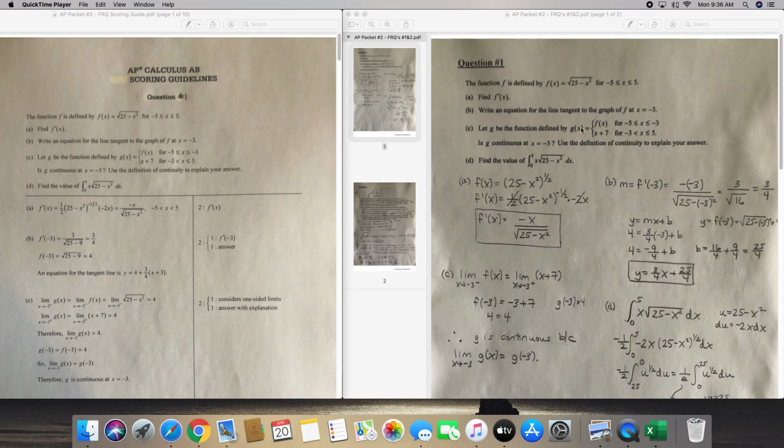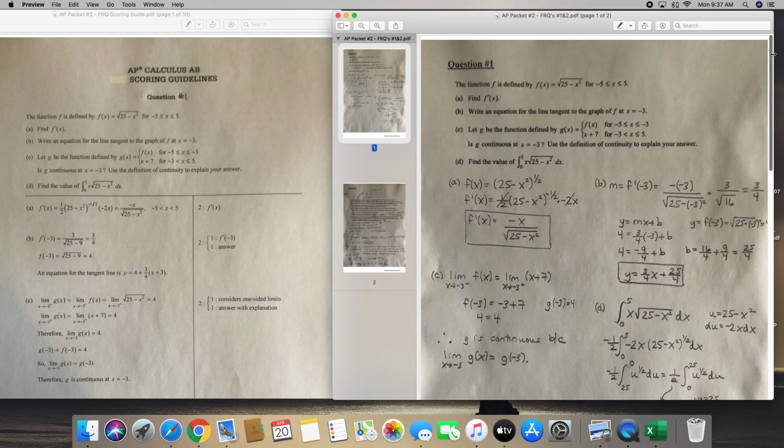Okay, for B, we have to write the equation for a tangent line at x equals -3. Since we already found the derivative back in A, we're going to use this information in order to find the slope of the tangent line at -3. So you'll see here that I plugged -3 in for my x, and when I did that, I ended up getting that my derivative at -3 should be equal to 3/4, which is the slope of my tangent line along with the slope of my curve at that point.